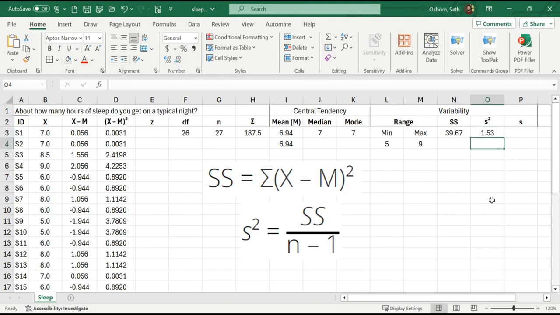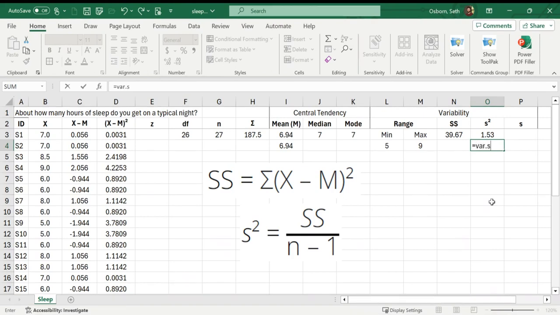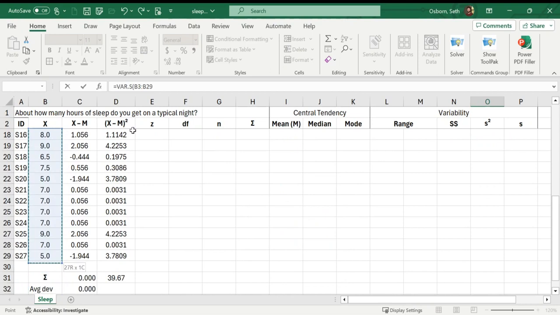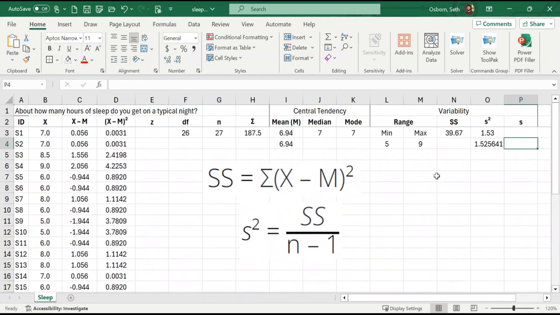We can calculate this more quickly using the formula var.s. That calculates the variance of a sample. Open parentheses, select the scores you're interested in, and we get the same answer, 1.53 once we round.